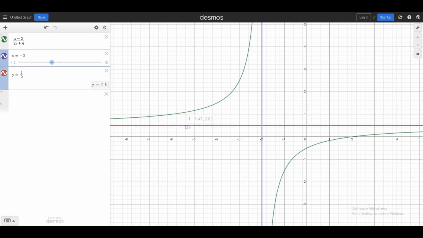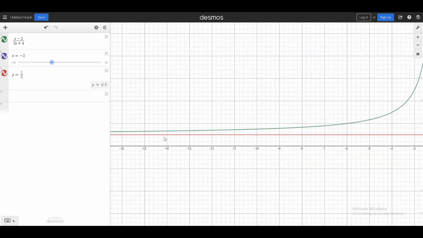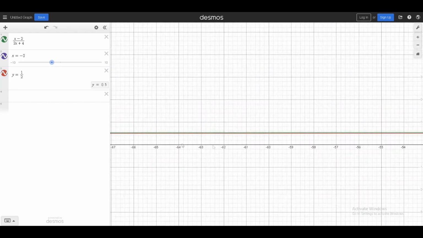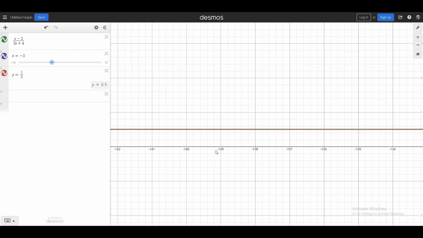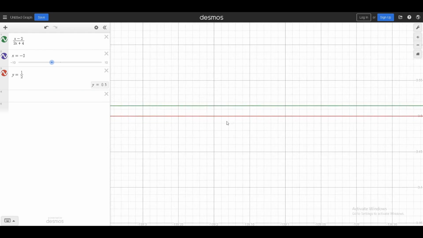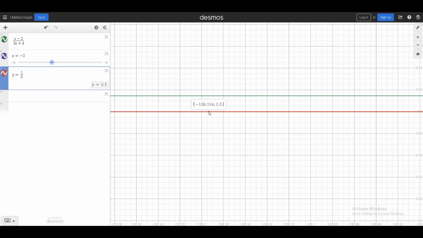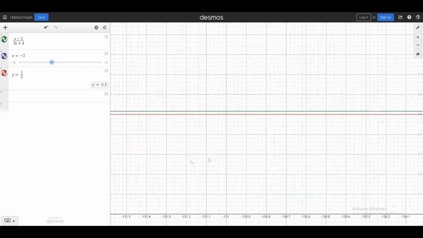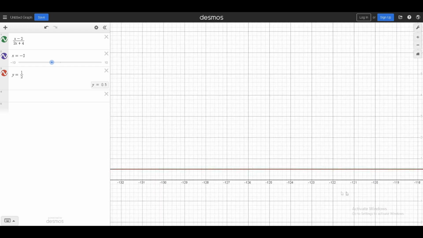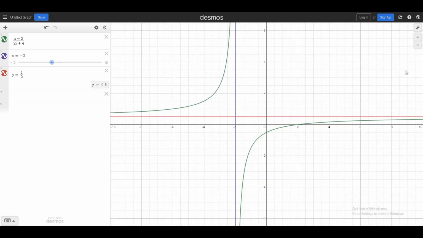For my horizontal asymptote, I can do the exact same thing. You can test your asymptotes this way if you have technology in your exam. When I zoom in, we can see 1/2, that's my horizontal asymptote. So we can see how our function behaves in the second quadrant. Okay, I'm going to go back to home.